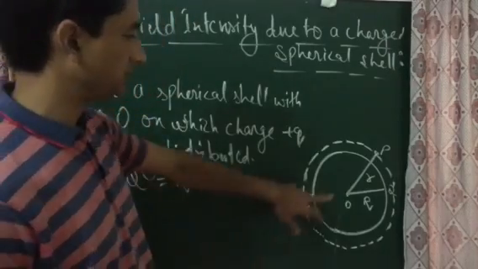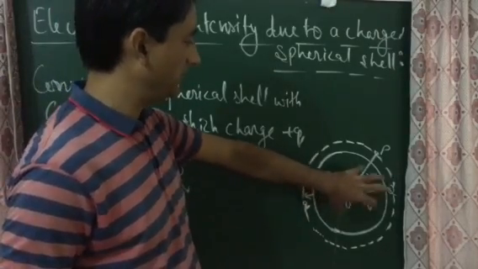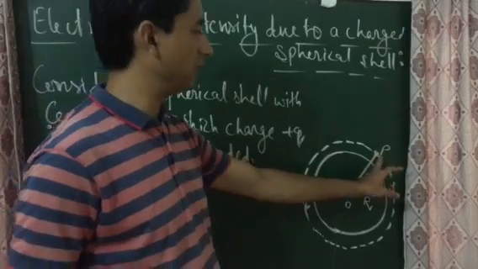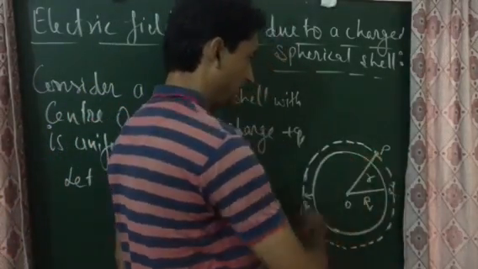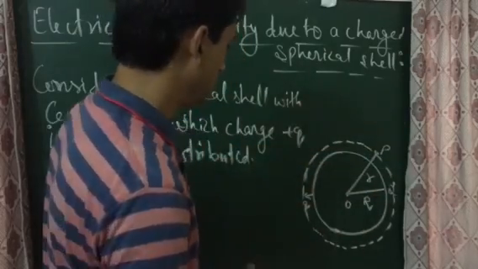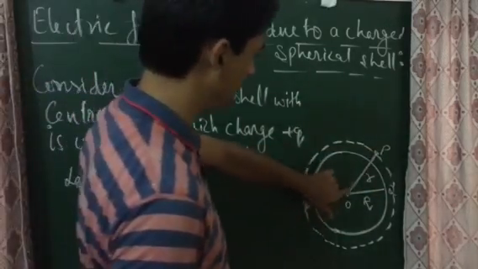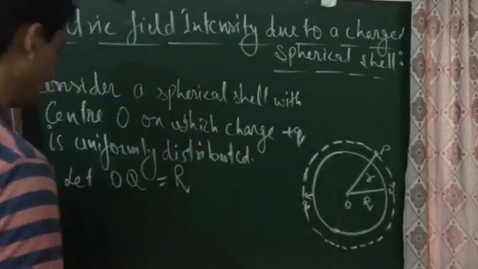So हमने क्या किया, इलेक्ट्रिक फील्ड इंटेंसिटी को किसी पर्टिकुलर पॉइंट P पे फाइंड आउट करने के लिए एक गॉसियन सरफेस कंसीडर किया है. सो यहाँ पे लेट दिस डिस्टेंस OP is equal to r.